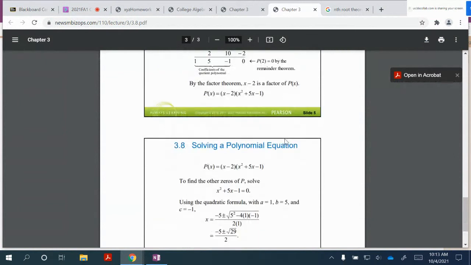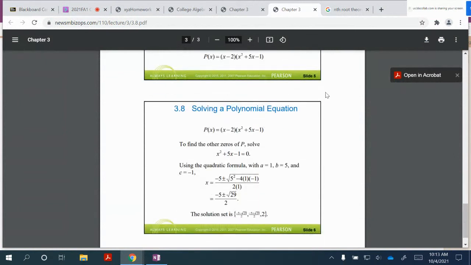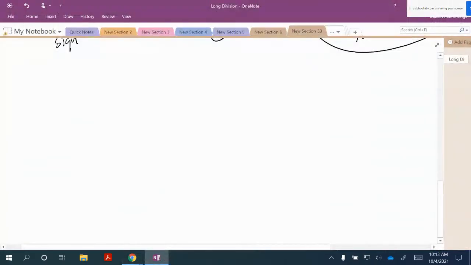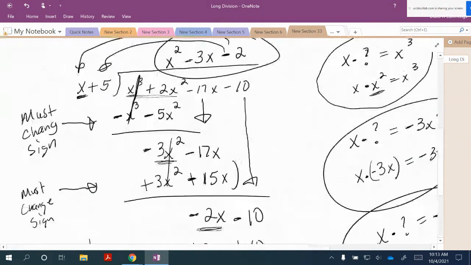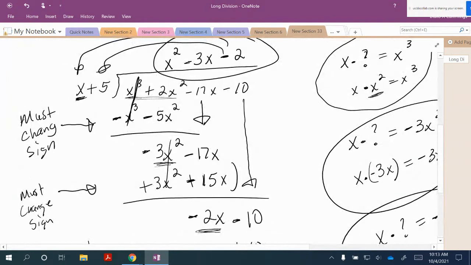This was actually from another textbook. I'm just glancing through this. I'm going to work out a solution. This is synthetic division, and we'll answer this same exact problem using another method. We know that our answer should be x squared minus 3x minus 2.